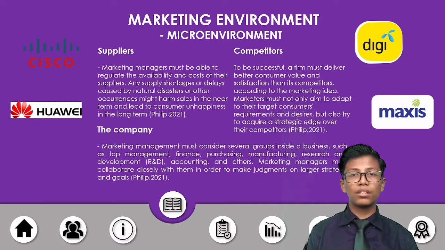Lastly, competitors are rivals who compete in the market and for the organization's resources. To be successful, a firm must deliver better consumer value than its competitors. Marketers must not only aim to adapt to their target consumers' requirements and desires, but also try to acquire strategic edge over their competitors by strategically placing their products in the market. In Malaysia, Axiata's competitors are Digi, Maxis, U-Mobile, and other telecommunication companies.